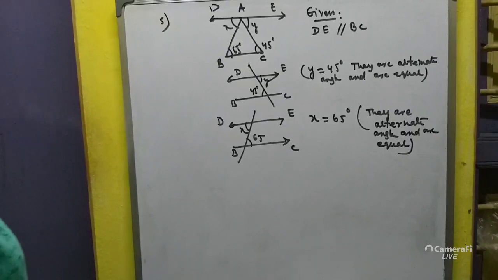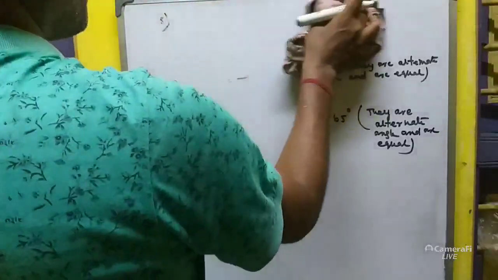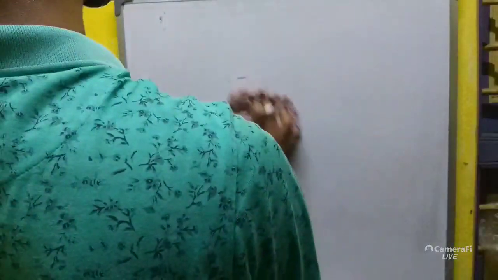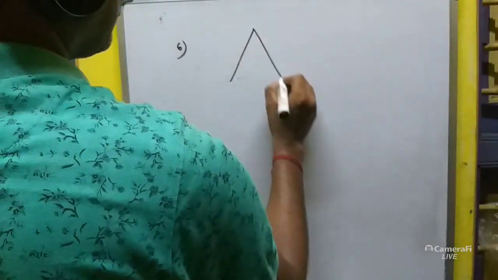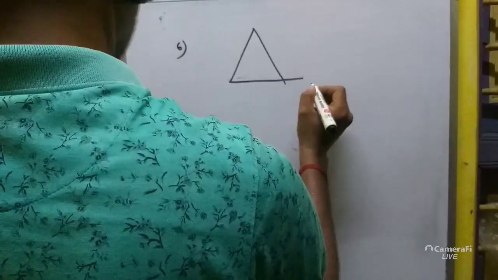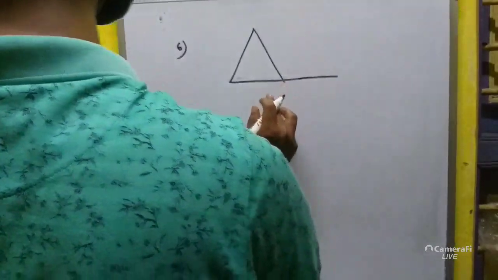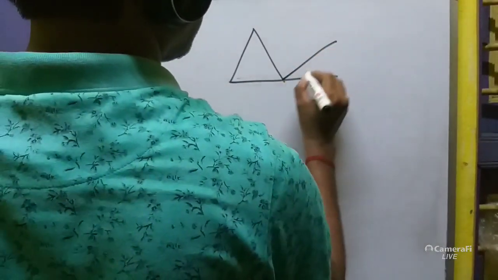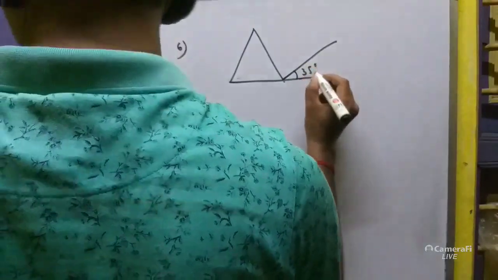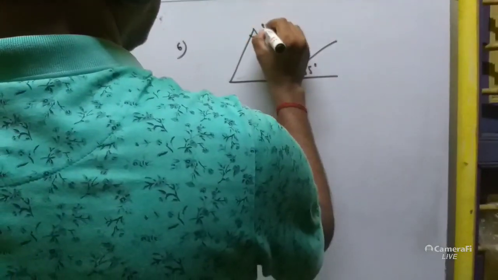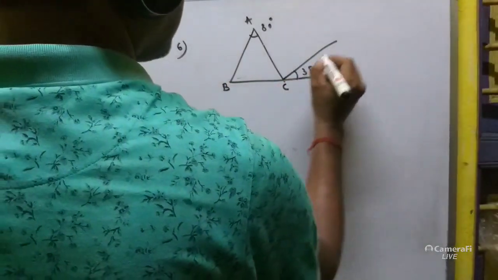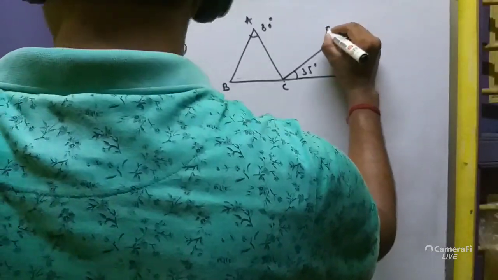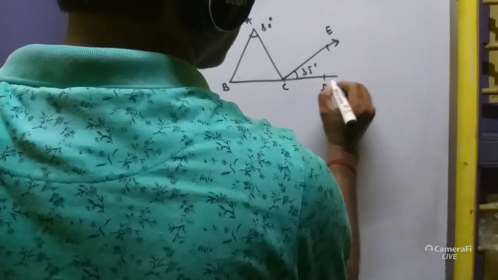So next math I will do for you. Math number 6. This is a triangle and there is angle formed here 35 degree. This one is 80 degree. Name is given A, B, C. This one E. This one D.